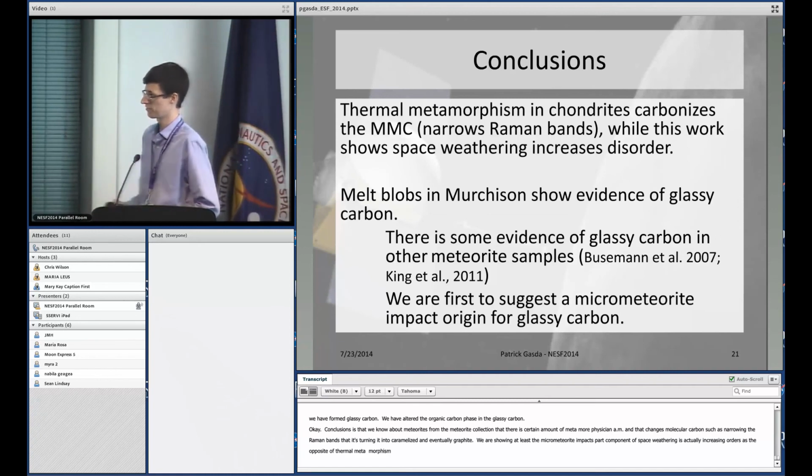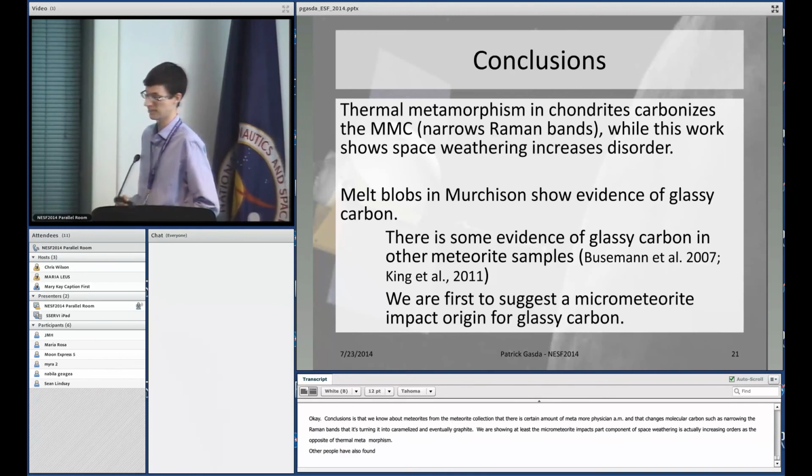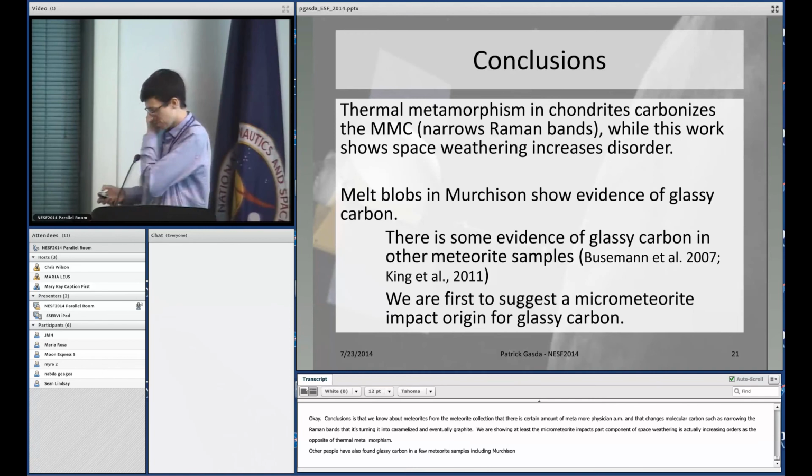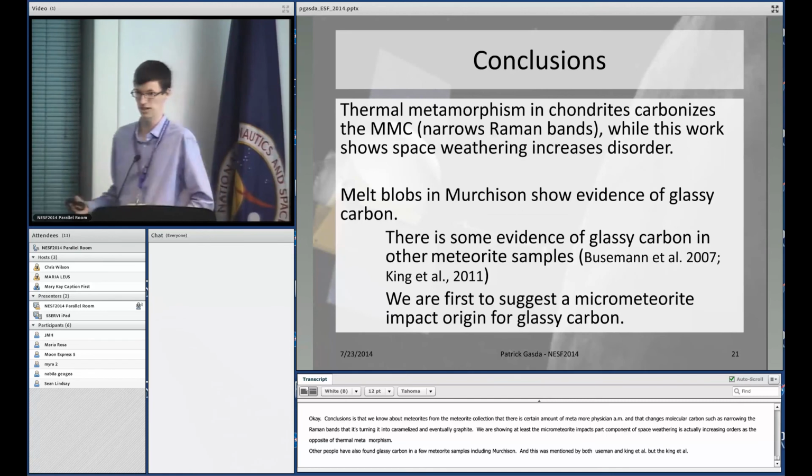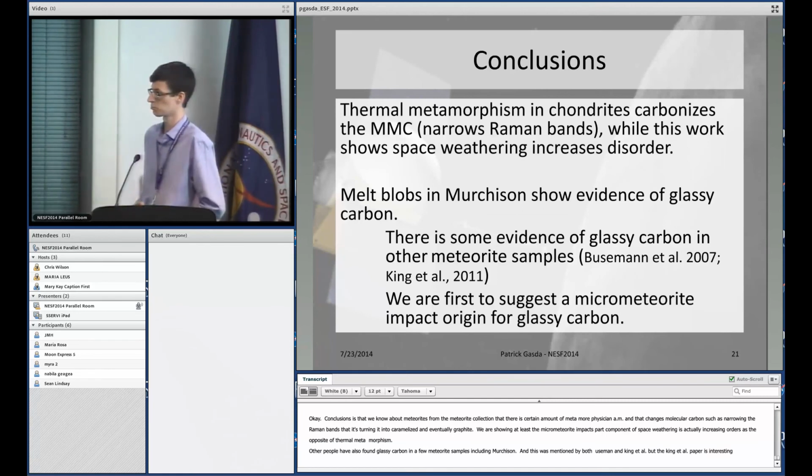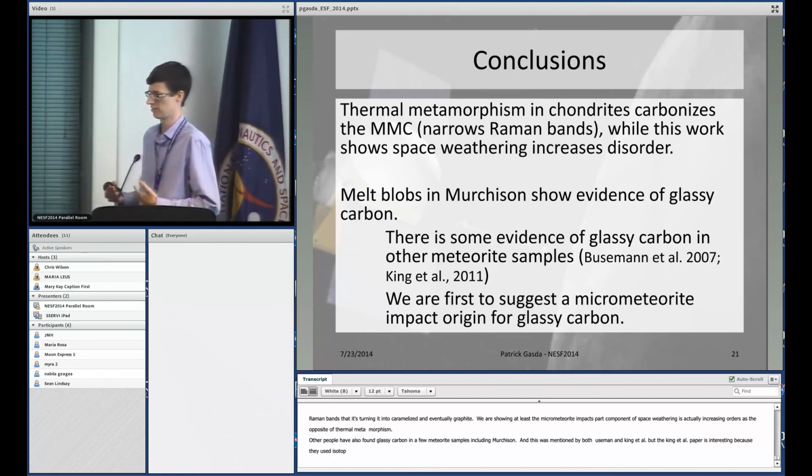Now, other people have also found glassy carbon in a few meteorite samples, including Murchison, and this was mentioned by both Huseman and King et al. But the King et al. paper is interesting because they did isotopic studies and they actually ruled out a lot of different theories about the origin of these glassy carbons.